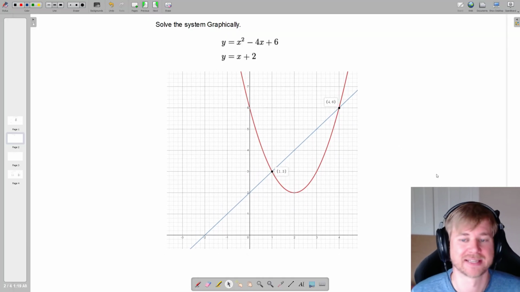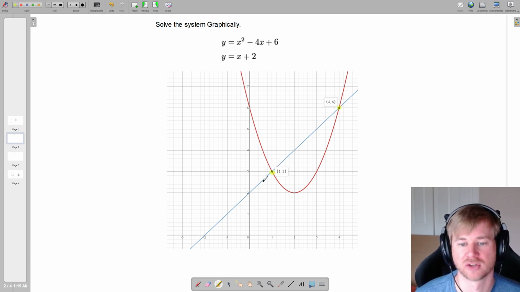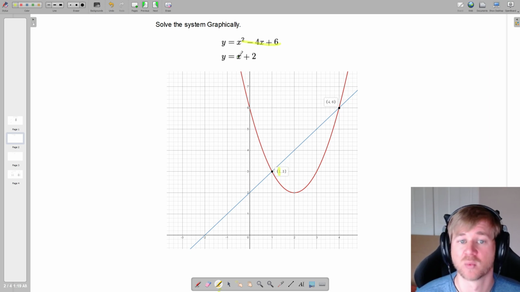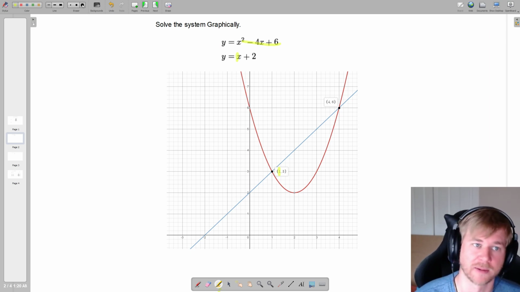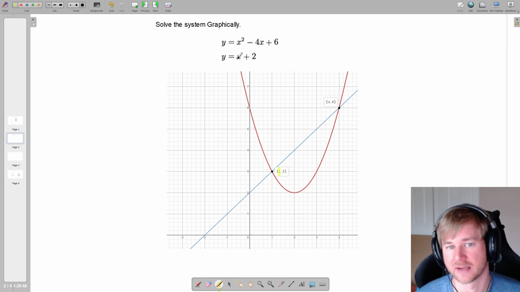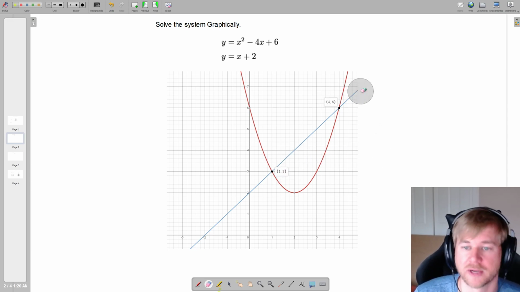Here's our graph. If it says solve the system graphically, the solutions to the system are the points of intersection. So (1, 3) and (4, 6). And just a quick check: if you plug 1 into this function, you're going to get 3 for y. If you plug 1 in here, 1 plus 2, you also get 3. If you plug 4 into this top function, you would get 6, and if you plug 4 in down here, 4 plus 2 is 6. You can check it algebraically, but really we're just looking for the solution. So the solutions would be (1, 3) and (4, 6).